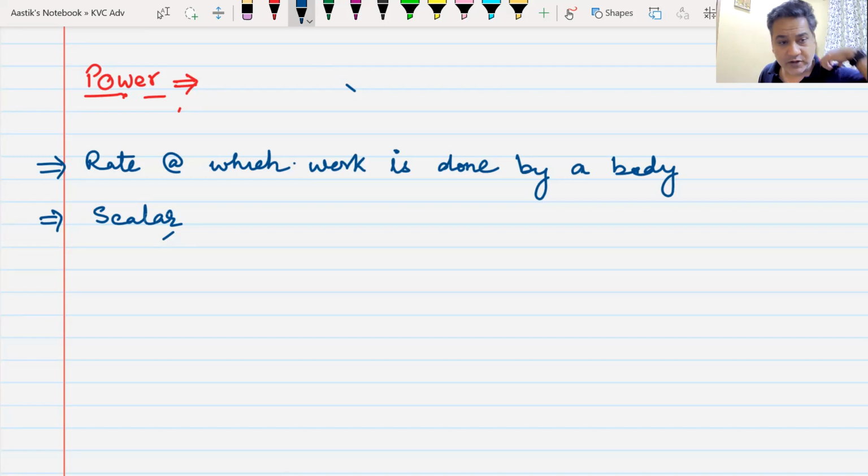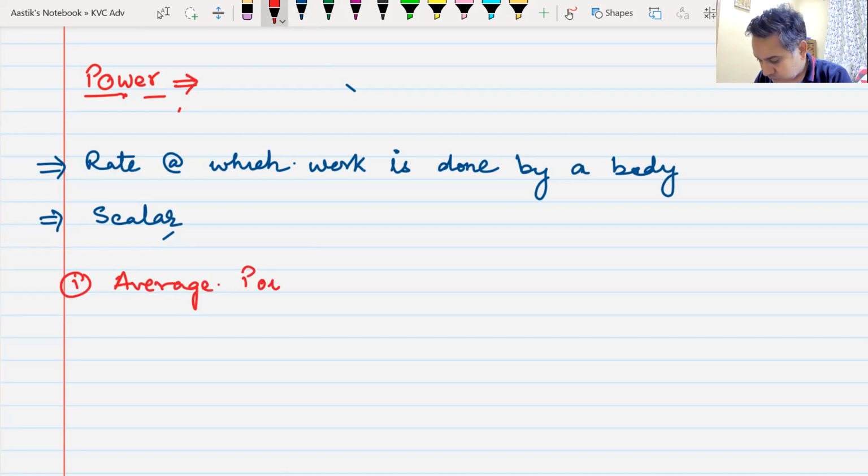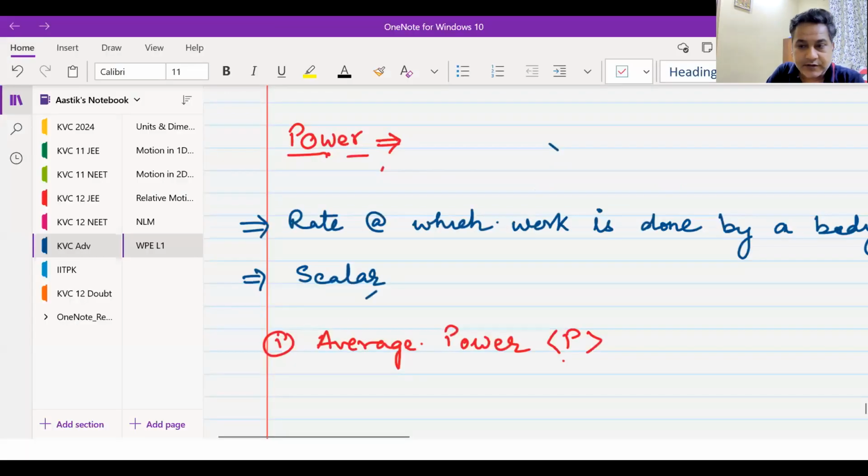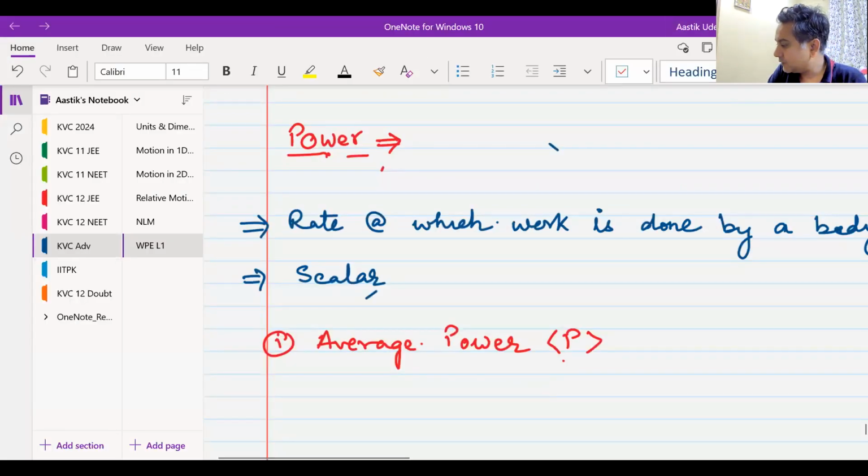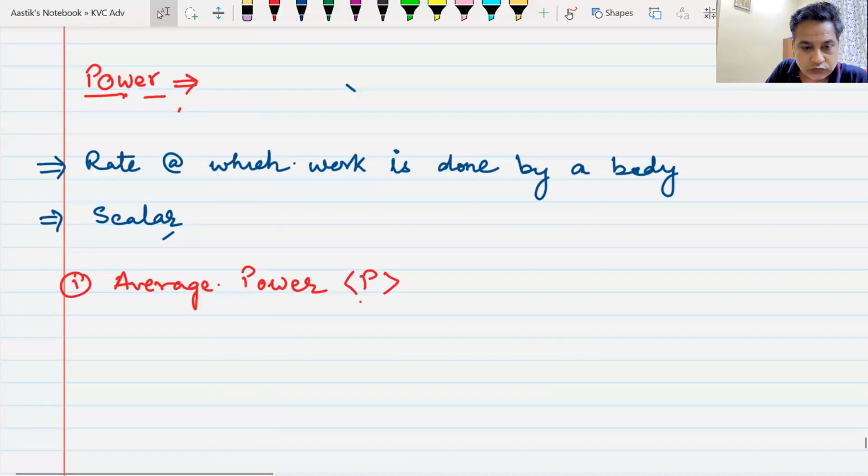Now, whenever we talk about power, we talk about two types of power. The first type of power is known as average power, denoted like this, P with a bar. Average power, P with a bar.